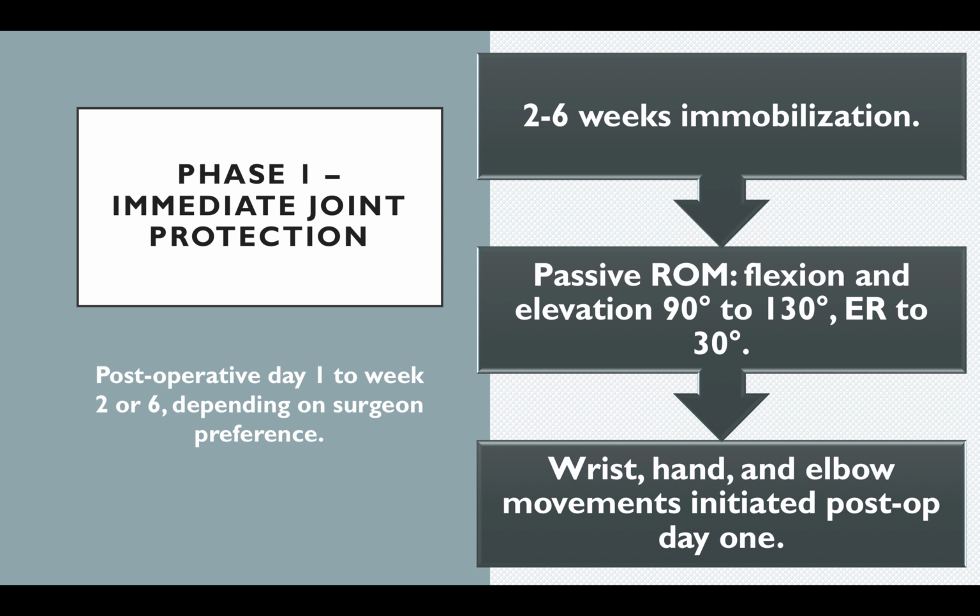When we do see them, we want to initiate passive range of motion, flexion and elevation, 90 degrees to 130 degrees, external rotation to 30 degrees. And we want to initiate wrist, hand, and elbow movements post-op day 1 because we want to keep that mobility functional and as strong as possible without them compromising their new shoulder.